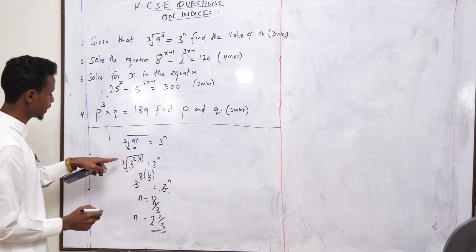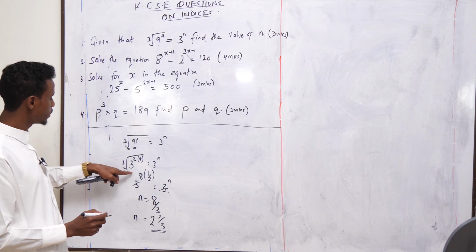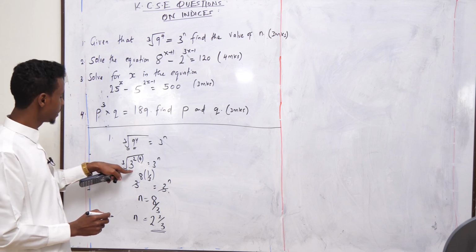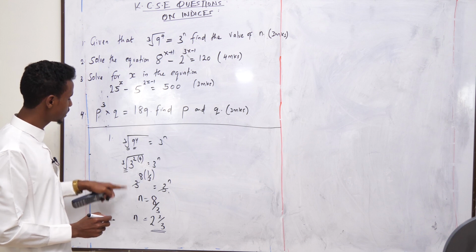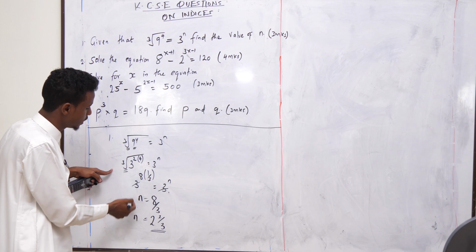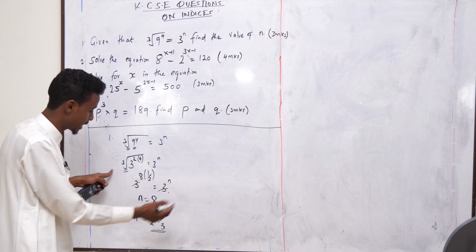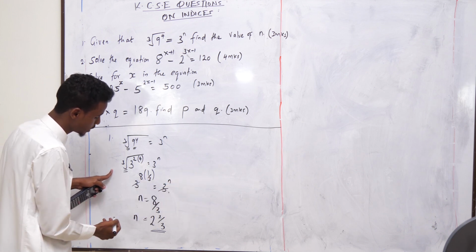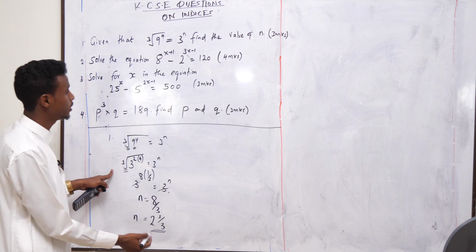Very simple. The first thing is you express this to base 3: 3 power 2 into 4, that's 3 power 8. The cube root basically means power a third, so 8 over 3. The bases are the same on both sides, so they cancel. Now n is equal to 8 over 3, which means n is equal to 2 whole number 2 over 3.